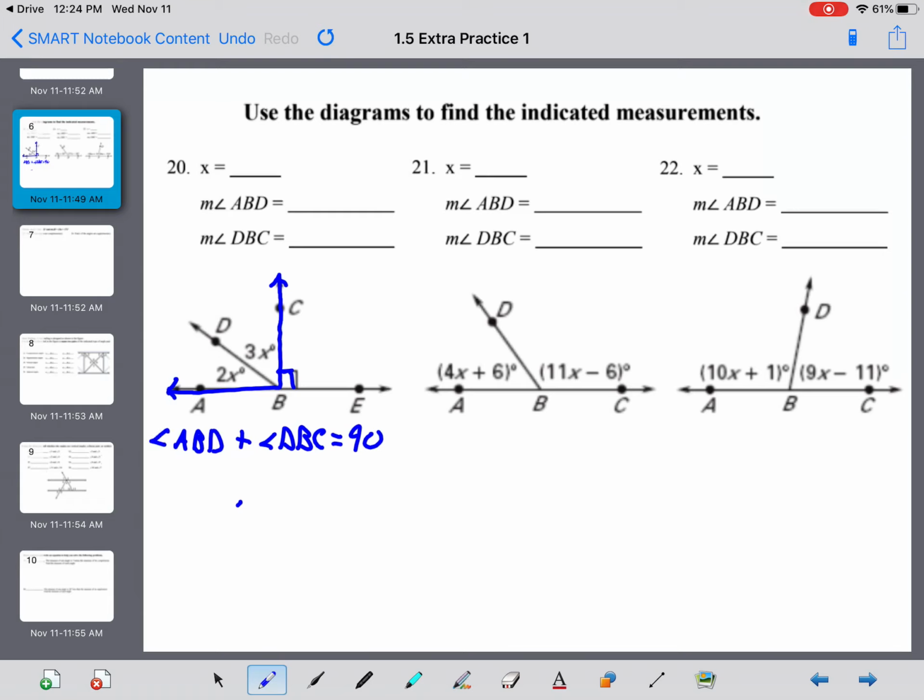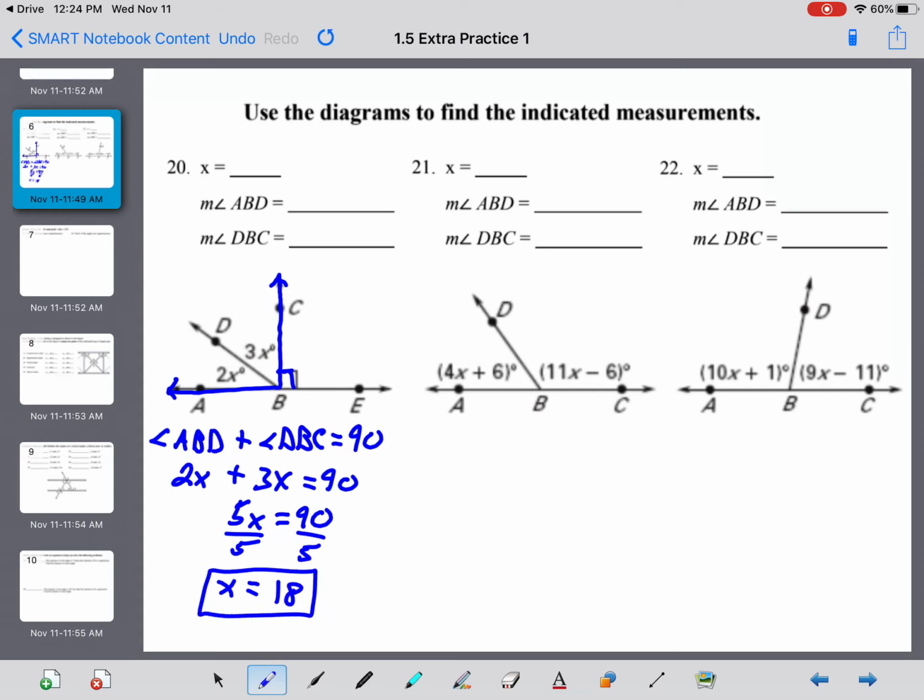Angle ABD is 2x plus DBC is 3x, which equals 90. Well, 2x plus 3x makes 5x, which equals 90 degrees. Divide both sides by 5, and x equals, and 90 divided by 5 is 18. So x equals 18 for number 20.